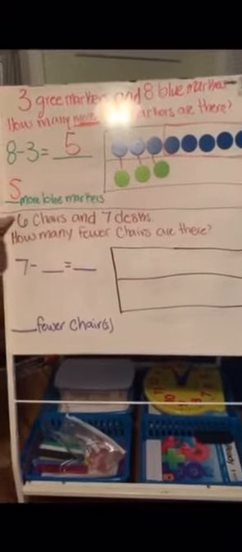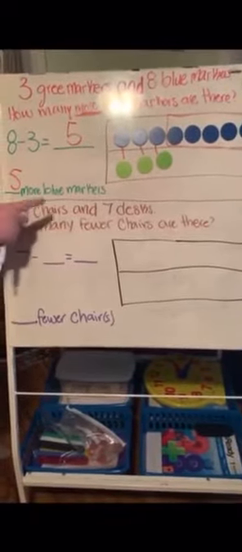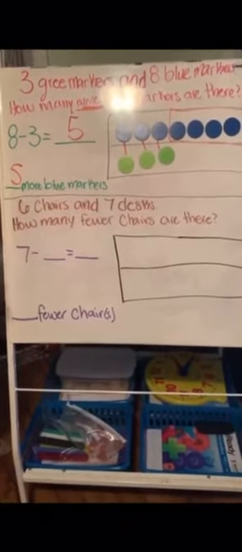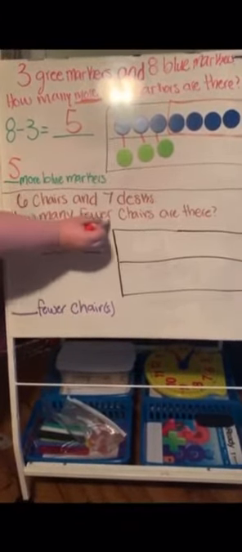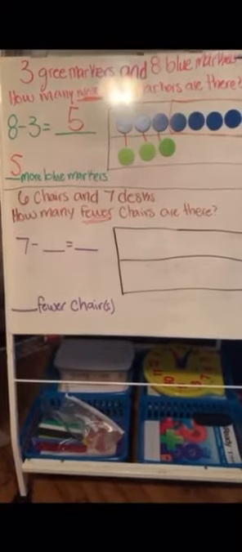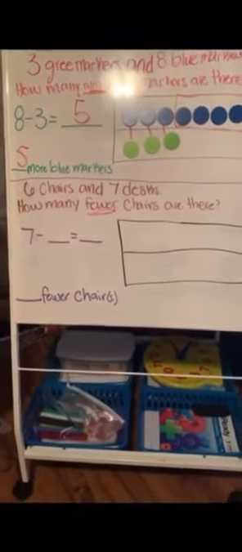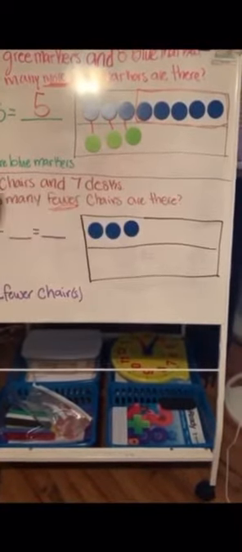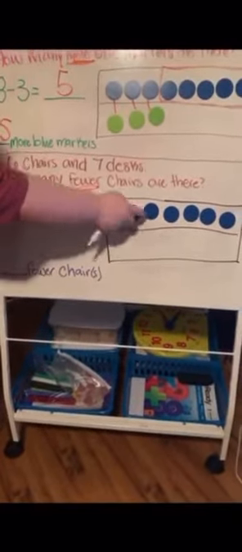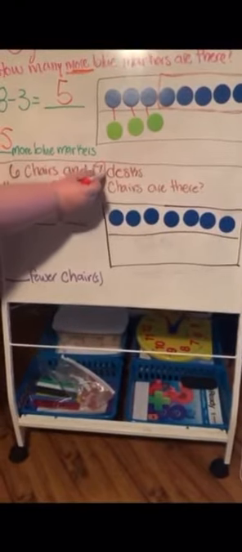So our second question says 6 chairs and 7 desks. How many fewer, and they're using that word fewer, chairs are there? So the bigger number always goes at the top. So we're going to start with 7. So 1, 2, 3, 4, 5, 6, 7. So we have 7 dots up here to represent our 7 desks.